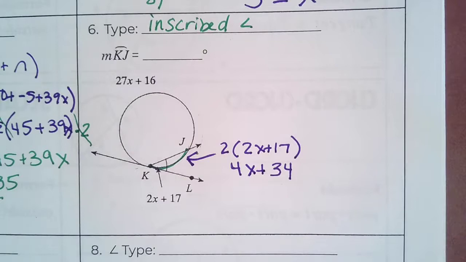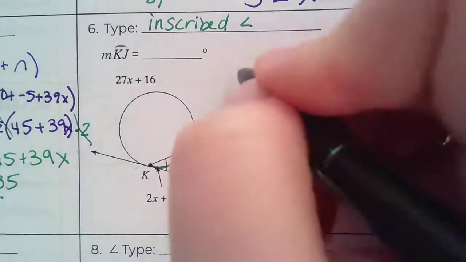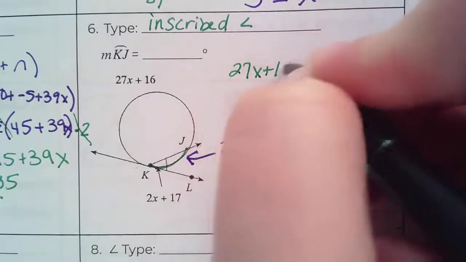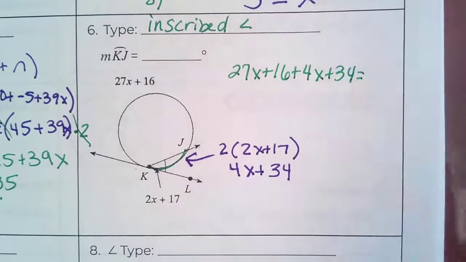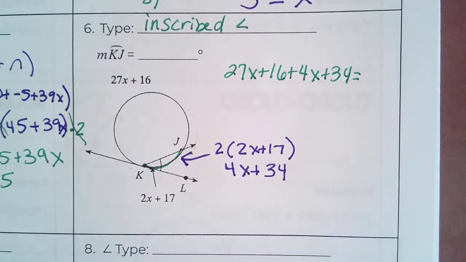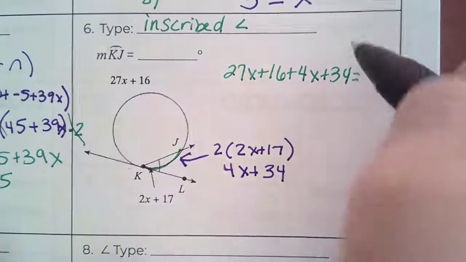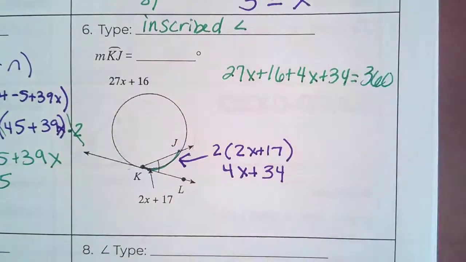Now I have an expression representing the entire circumference all the way around. So 27x plus 16 plus 4x plus 34 should be equal to how many degrees? 360. So we didn't have a set formula to set that equal to, but we had to kind of recalculate. Questions on setting up that equation?